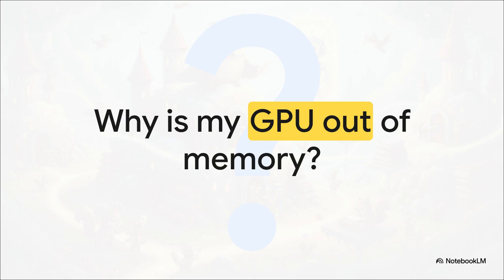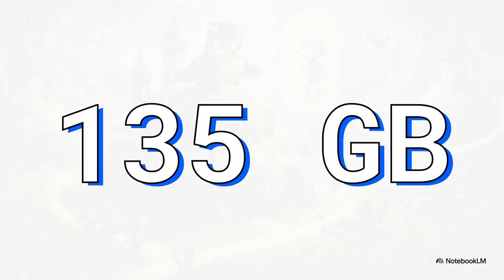Why does that happen? Well, we kind of have this illusion that compute, the raw thinking power of the GPU, is the main bottleneck. But honestly, modern AI inference is fundamentally a memory problem. To put that into perspective, just look at this number, 135 gigabytes. If you're running a Llama 70 billion parameter model with a 1 million token context window, you need 135 gigabytes of memory purely for its working cache.